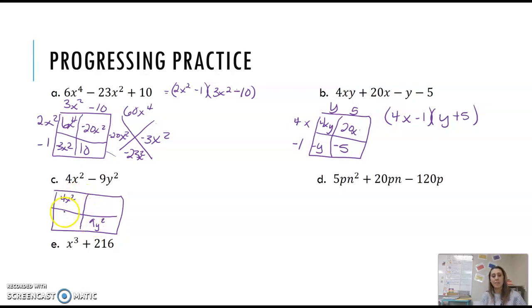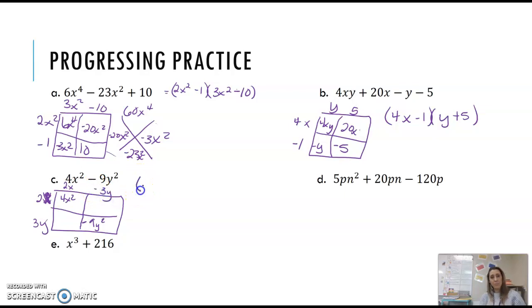So I'm going to put it in a box, and then I can see that I need to multiply by 2x and 2x. And then I would need to get to that one, I would need to multiply by 3y, and this is a negative 9, so I would need one of these to be negative.